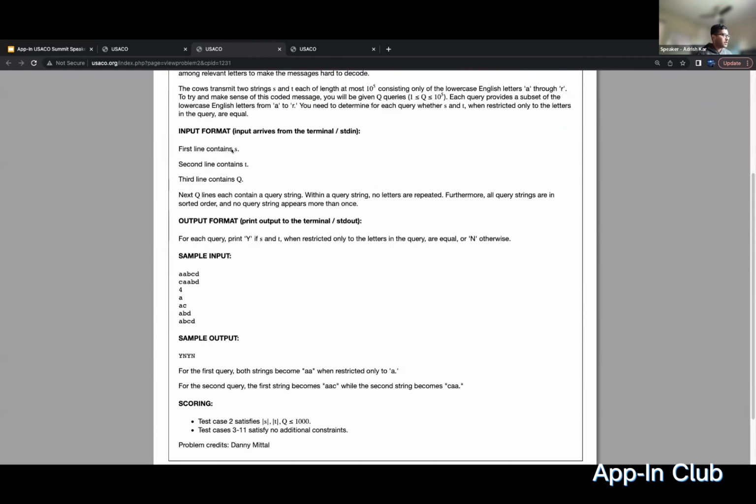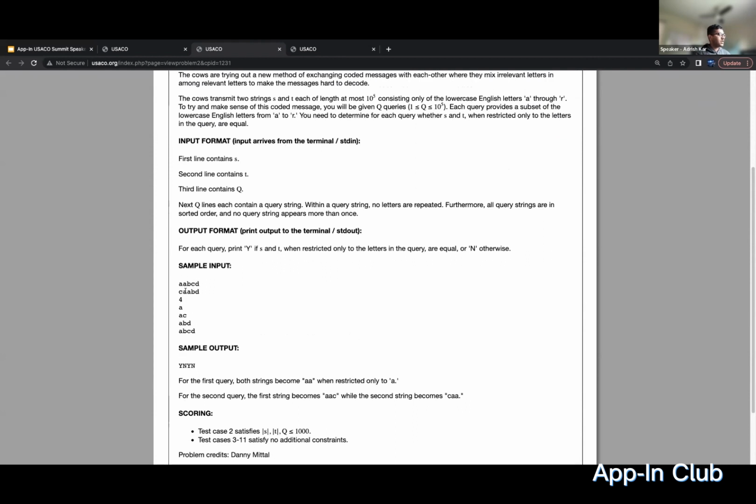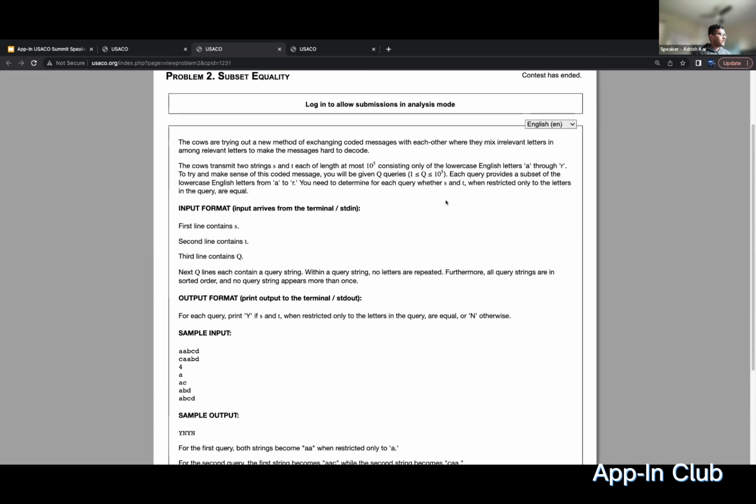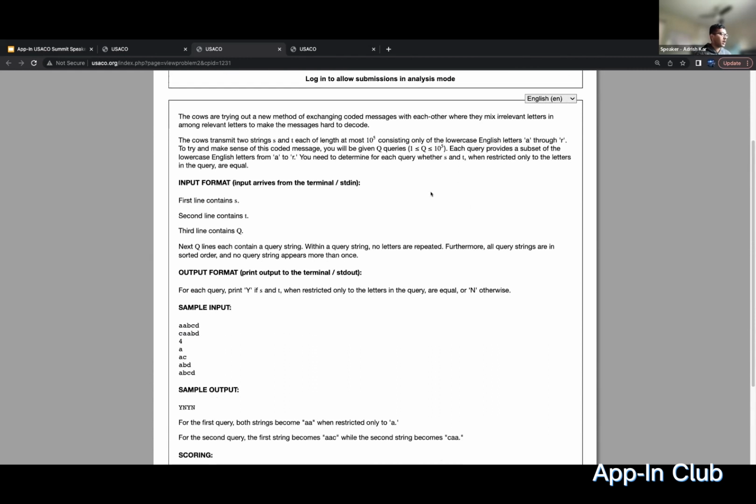Going back to the problem statement, the first line has S, which is one of the strings, and the second line contains the second string, which is denoted by T. And we have a series of Q queries, and Q is in the range 1 to 10 to the 5. The maximum value it could be is 10 to the 5.